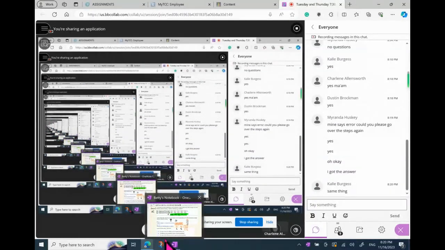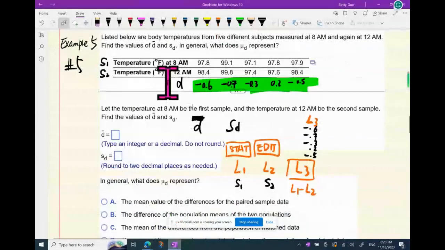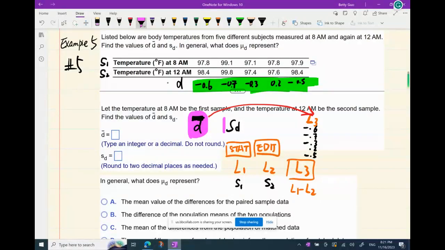Thank you, Kelly. Yeah, list 3 is the green sample, okay? It is the sample of differences of the paired values from the two dependent samples. Remember D bar is the sample mean of the list 3, right? List 3 is our sample. And S sub D is the sample standard deviation of the green sample, the list 3. So what should we do? Remember it's L3, okay?